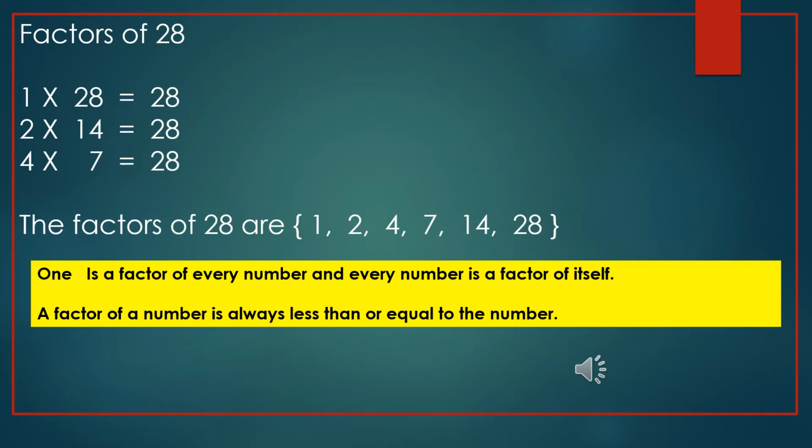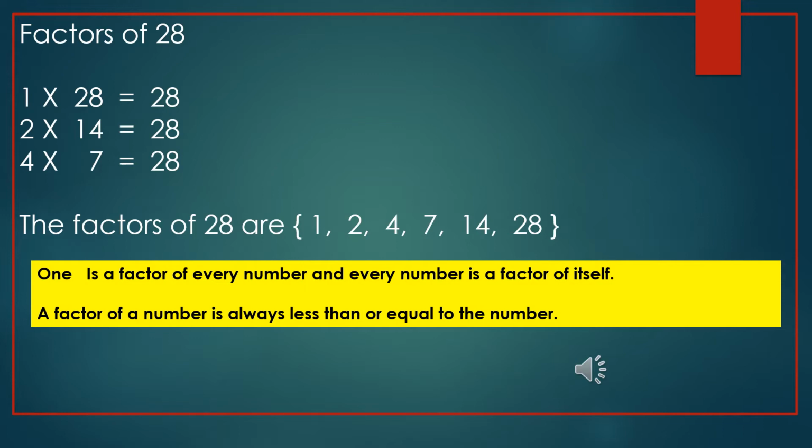Let us consider another example. Which all are the factors of 28? 1 into 28 equal to 28. 2 into 14 equal to 28. 4 into 7 also equal to 28. The factors of 28 are 1, 2, 4, 7, 14 and 28.